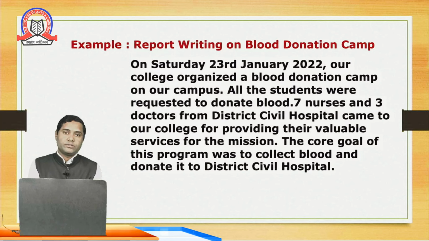So here I have written a report of that particular blood donation camp, for example. So you will get an idea of how you should write that particular report. Suppose the title is report on blood donation camp, you can write when it happened, you can mention the date, then you can mention the name of the person who is writing, and then the first paragraph.